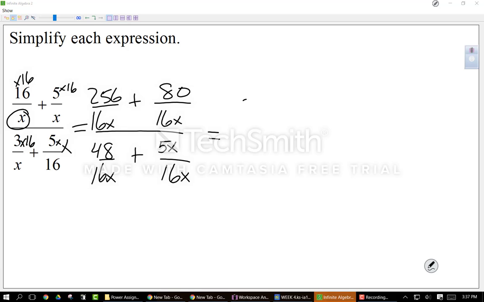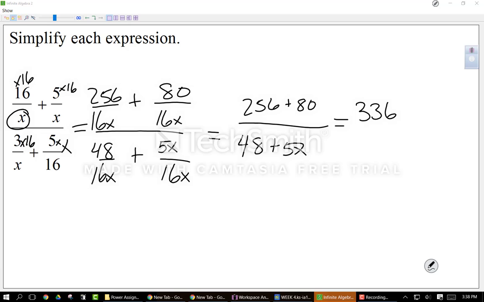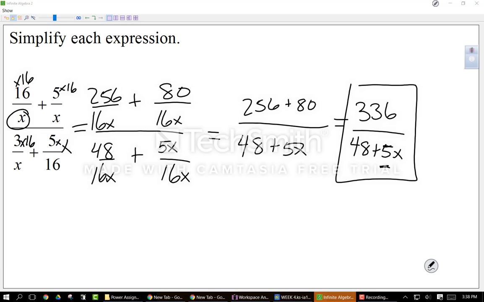Denominators are the same, so 256 plus 80 over 48 plus 5x. Simplify on top, 256 plus 80 is 336 over 48 plus 5x. Now, how can I tell if I'm done on this one? This 5 is not divisible by anything other than 1 or 5. Therefore, none of the other numbers are divisible by 5. So because of that fact, I'm done.